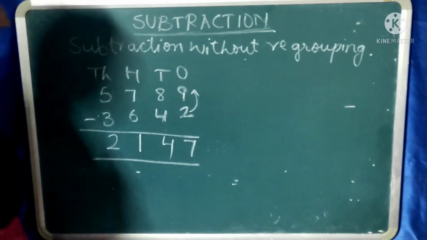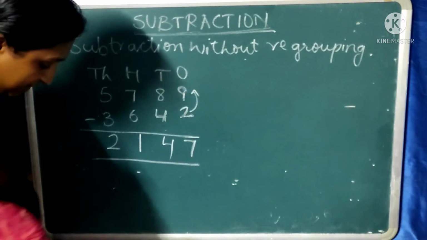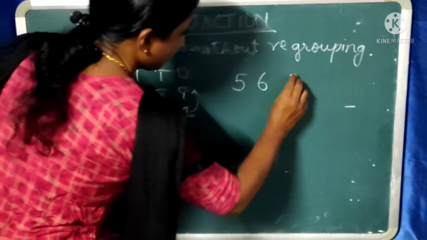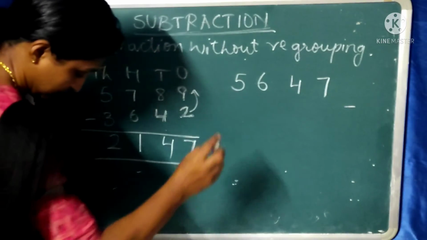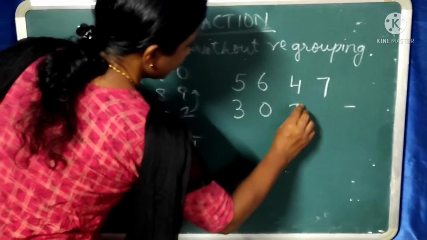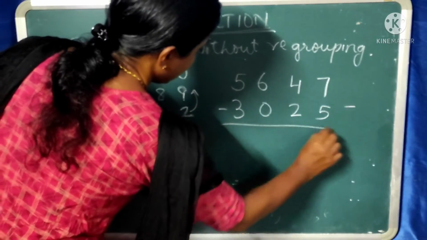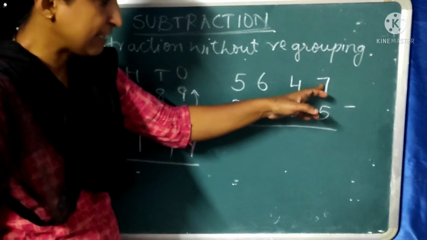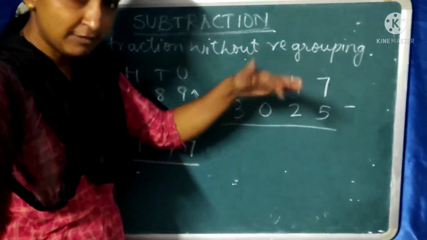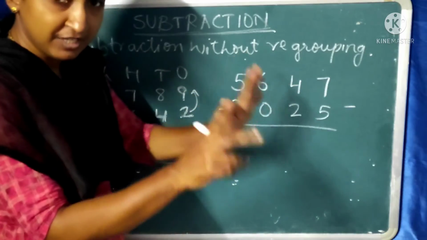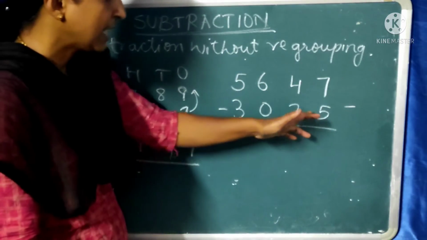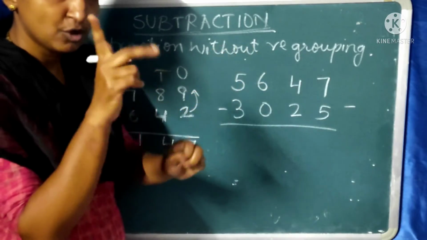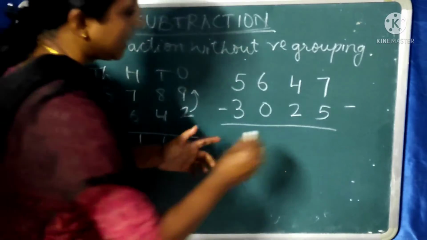Then we'll take one more example. Here also we'll start from the ones place. So here 7 minus 5. If you have learned that way, no problem. Take 7 fingers and subtract 5, which means cut 5: 1, 2, 3, 4, 5. So how many fingers are remaining? 2. So write here 2.